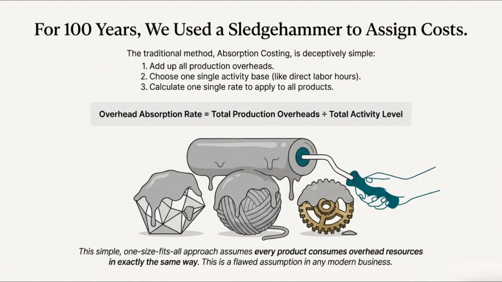Exam tip: make sure you can write out and apply this formula. The examiner often asks you to calculate traditional costs before comparing them to ABC.